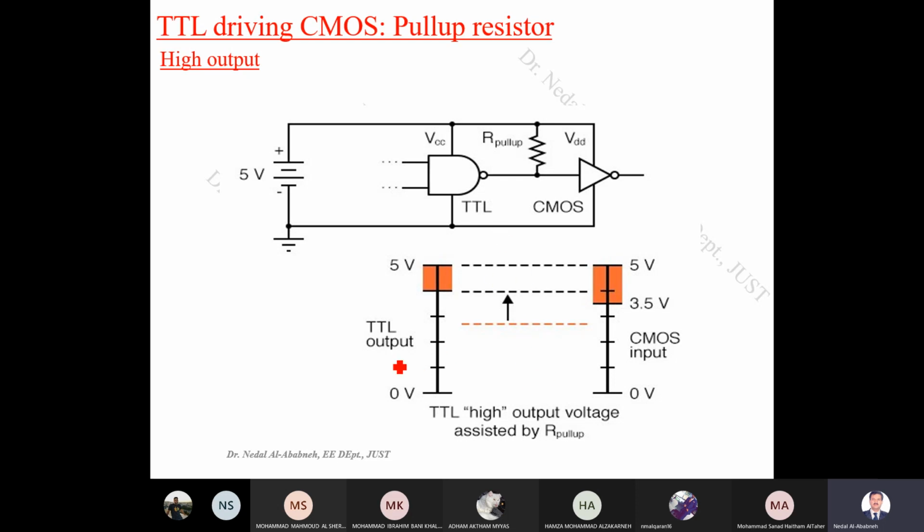Notice here we see how we can match the totem pole with this pull up. With the pull up, the output can be made very close to 5 volts, the output of TTL, using this pull up, and keep it within the range of the CMOS. So now the high TTL output voltage is assisted by a pull up resistor. Of course, we just described that you might use this network to pull up the output to a high level to be compatible with CMOS, but now the mechanism of pulling up will be explained.